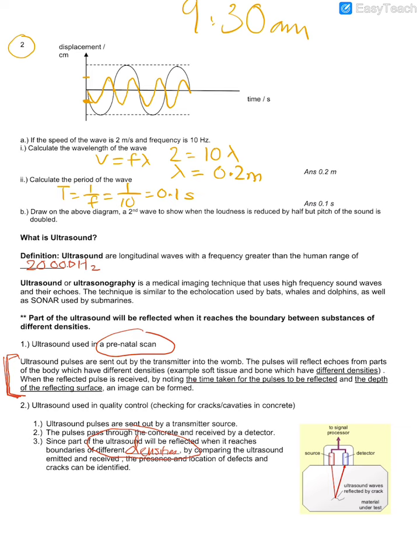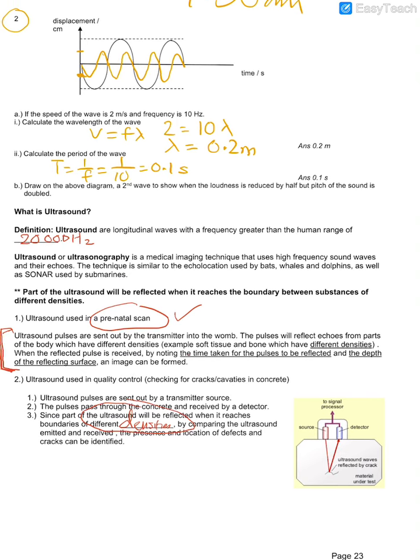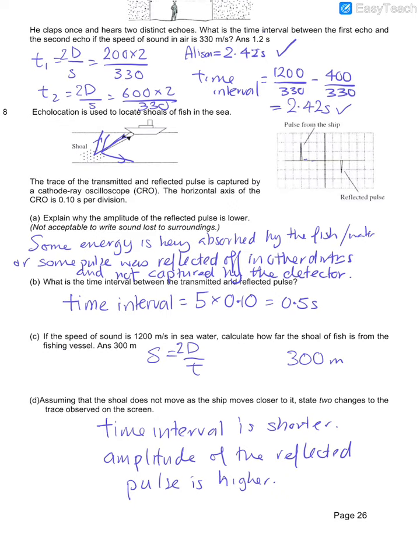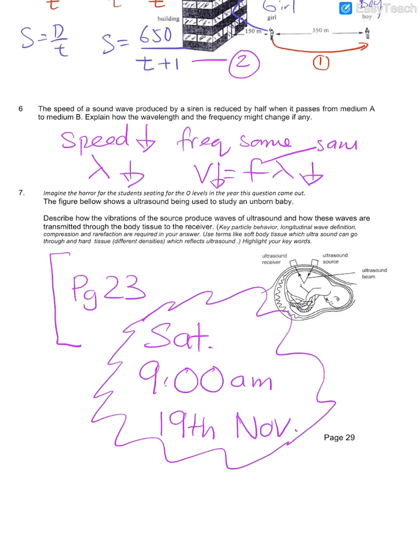Okay, and it can be used for something we call a prenatal scan. A prenatal scan, in simple language, is to check on the baby. It can also detect cracks in things, in concrete and so on. But then in one year, the O-level question came out asking to describe this in more detail.